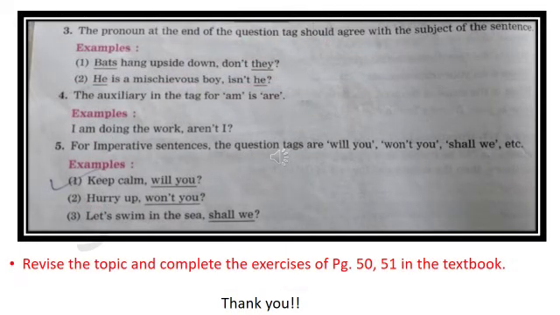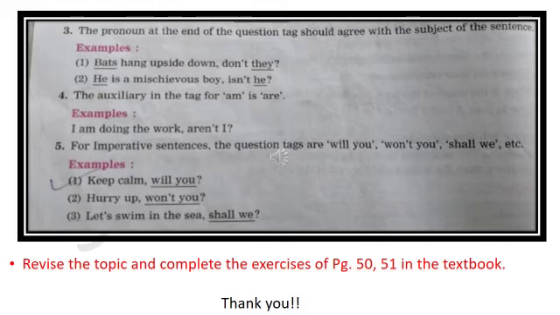Now the third one. The pronoun at the end of the question tag should agree with the subject of the sentence. Now see the examples. First one. Which is the subject in the first sentence? Bats hang upside down, don't they? Which is the subject? Bats. So your question tag should agree with the subject, bats. Okay, children? Now, bats hang upside down, don't they? So, they. Who are they here? Bats. So it is agreeing.